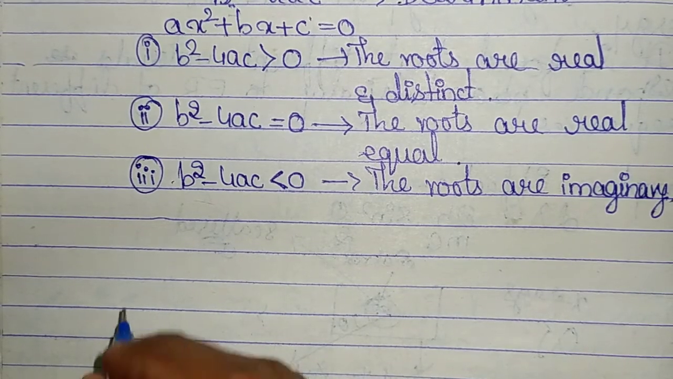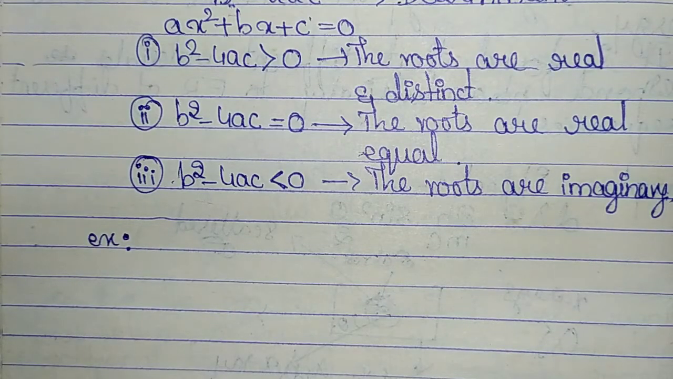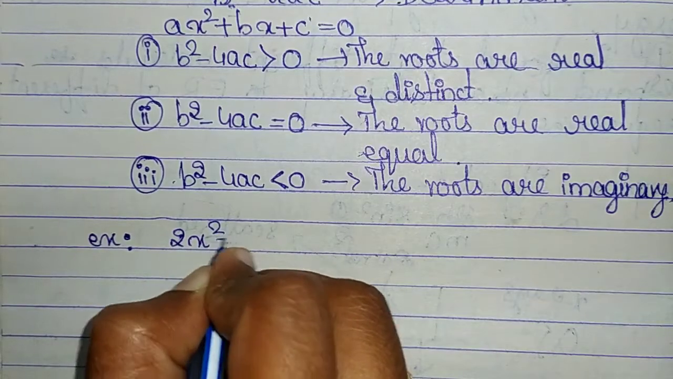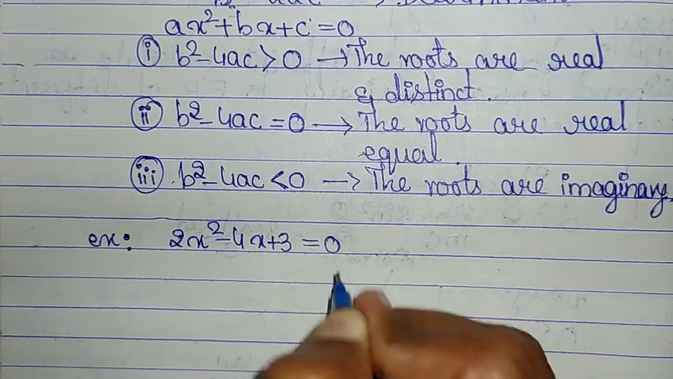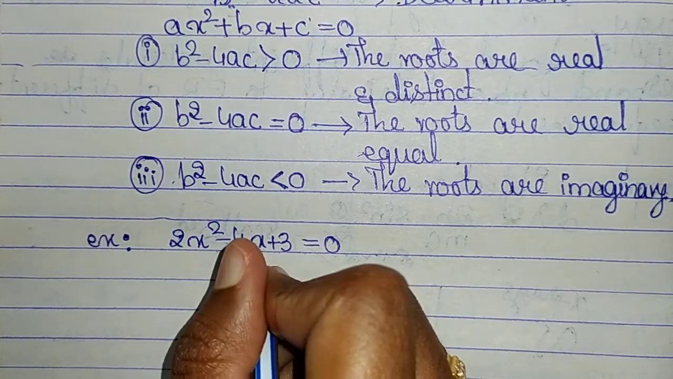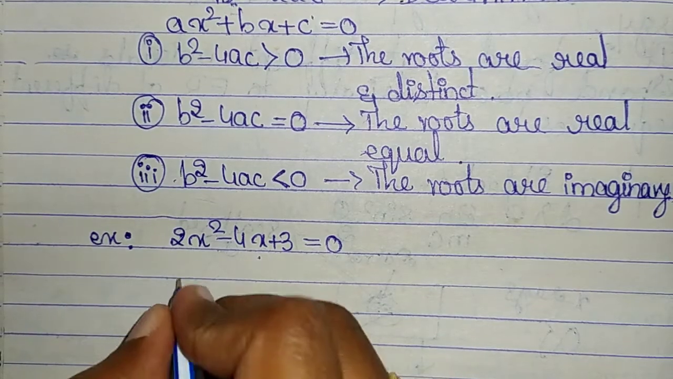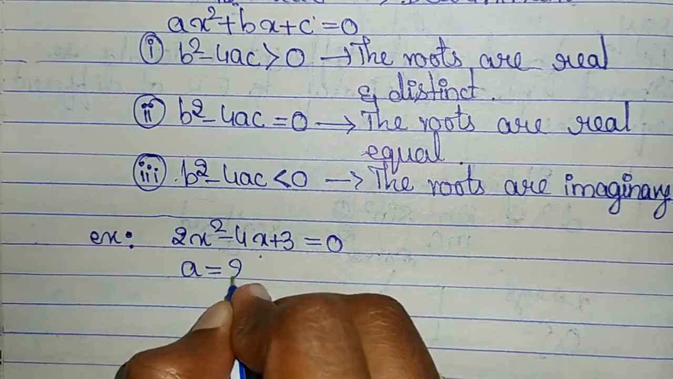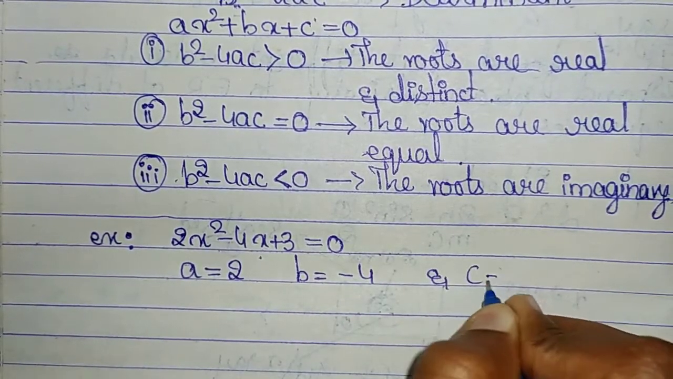So the first example from the textbook itself is to find the discriminant of the equation 2x square minus 4x plus 3 is equal to 0, and also to determine the nature of its roots. So first let us write down the coefficients a, b and c. a is equal to 2, b is equal to minus 4 and c is equal to 3.